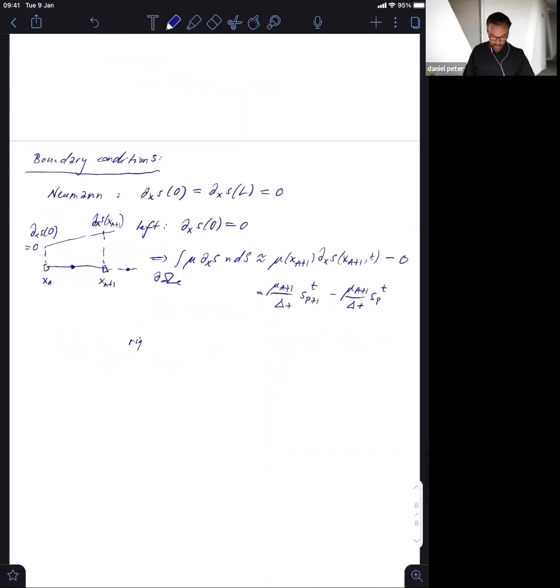Good. Similar for the right side. We have the derivative at L. It's going to be 0. So that means for our grid cell at that right boundary, we can approximate this as just the second term for the derivative.